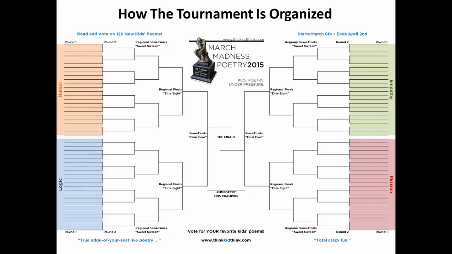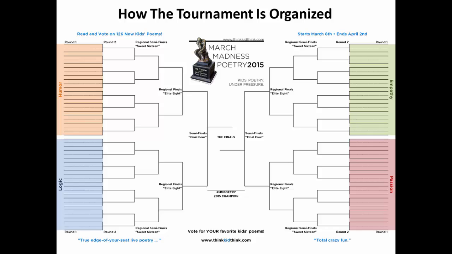Now, let's talk about the tournament itself. A quick overview for those unfamiliar with how March Madness brackets work. The tournament is organized into 4 regions of 16 athletes each. The regions are named for 4 characteristics that I try to promote in developing kids: humor, empathy, logic, and passion. Within each region, each poet is assigned a numbered seed from 1 through 16.